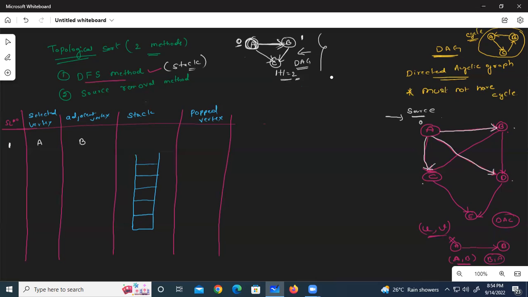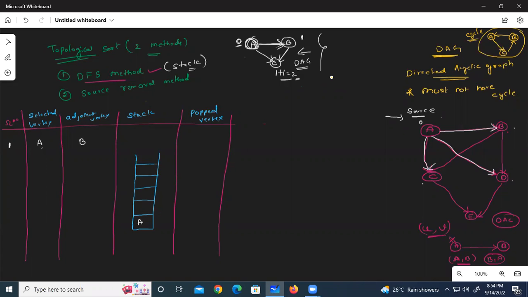Understood everyone? Now you select the vertex A. DFS says that if you select a vertex, what you have to do? Push that vertex into the stack. So I select the vertex A, and the adjacent I am going to reach is B. Whatever the selected vertex, I am going to push into the stack. That is called A over here. Clear everyone? Okay.